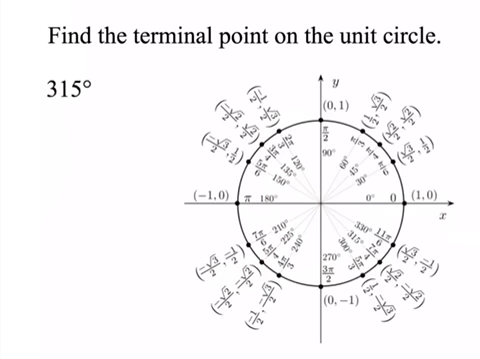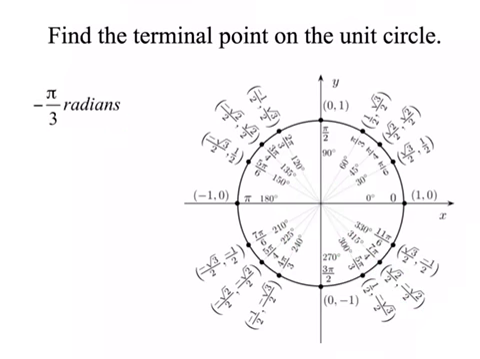Done. I want to find the terminal point for 315 degrees. So let's do that. All right, we start here. 315 degrees means I'm going to go around to right there, 315. This right here is my terminal point. So there is my coordinate for 315 degrees. If I write that as a coordinate, it is going to be square root 2 over 2, comma, negative square root 2 over 2.